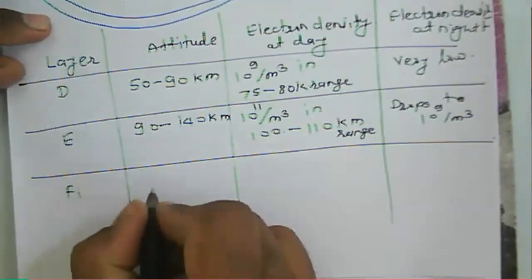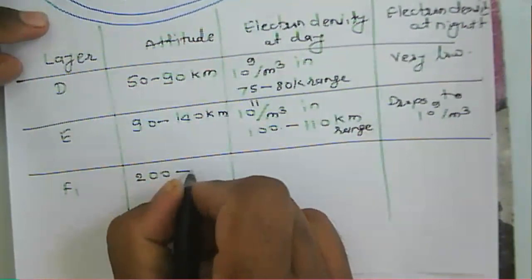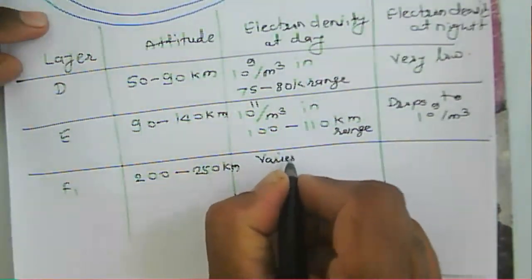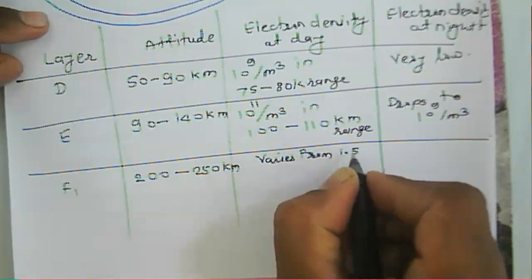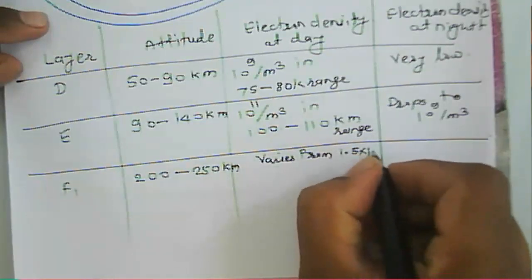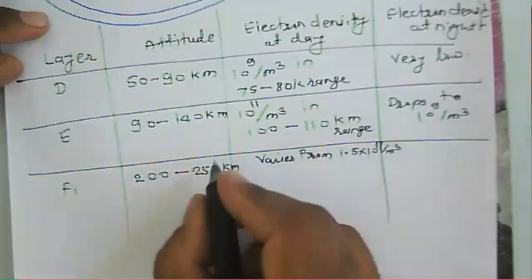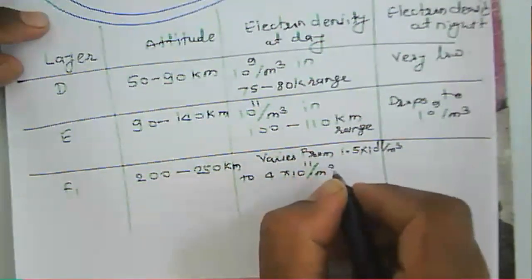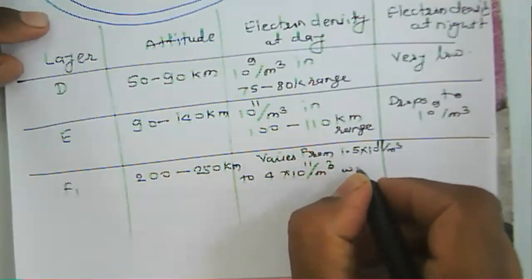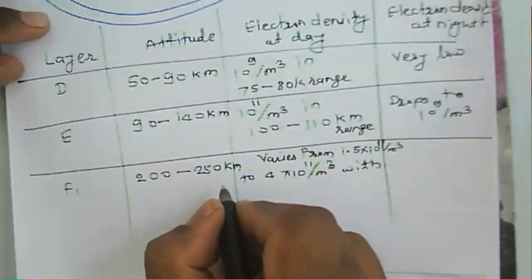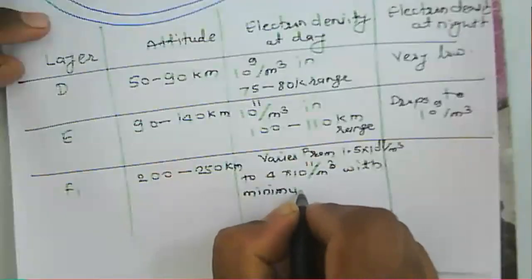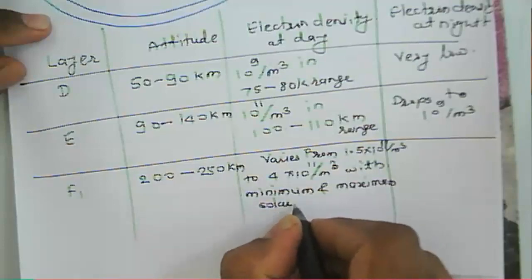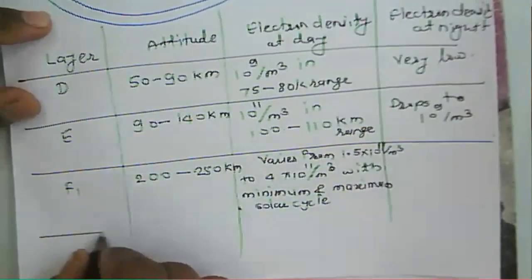But in the case of the F1 layer, it occurs at an altitude of 200 to 250 kilometer, and the density varies from 1.5 into 10 to the power 11 per meter cube to 4 into 10 to the power 11 per meter cube, with minimum and maximum solar cycle. Everything depends upon the solar cycle, that is in a day.